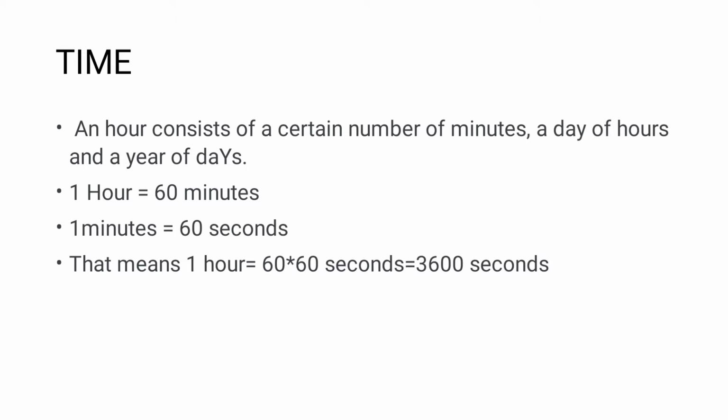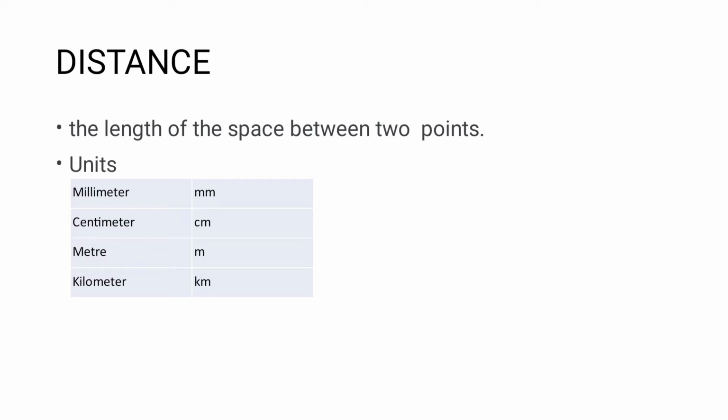So 1 hour is equal to 60 minutes. And what about 1 minute? 1 minute is equal to 60 seconds. So 1 hour means 60 minutes, and 60 minutes means 60 into 60 seconds. That will be 3600 seconds. Okay, so we have understood what is a second and what is a minute. A minute is 60 seconds, an hour is 60 minutes, that is 3600 seconds.